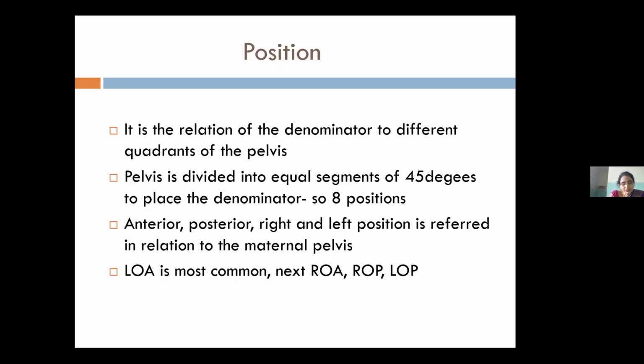So as you can see, left occipito-anterior is the most common presentation. Both right and left occipito-anteriors constitute around 80 to 90% of the presentations. And the occipito-posteriors are very rare. And of that, ROP is more common than the LOP because of the presence of the sigmoid colon, which is present on the left side of the abdomen.